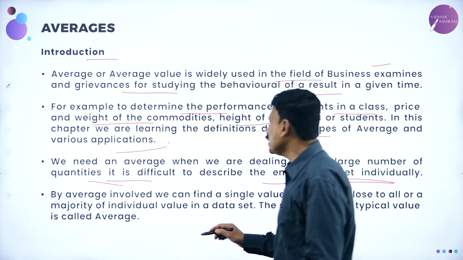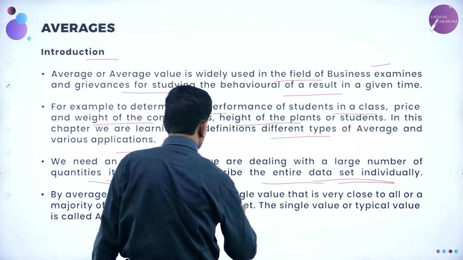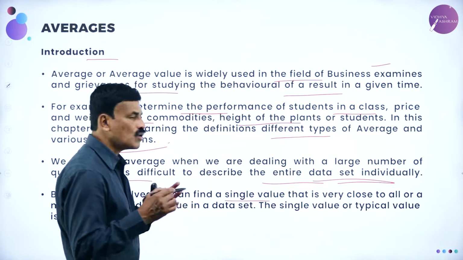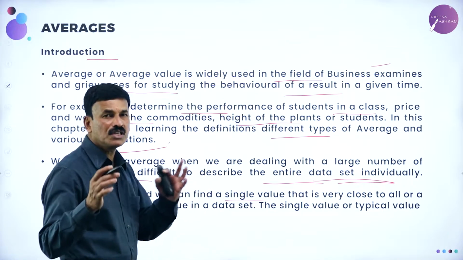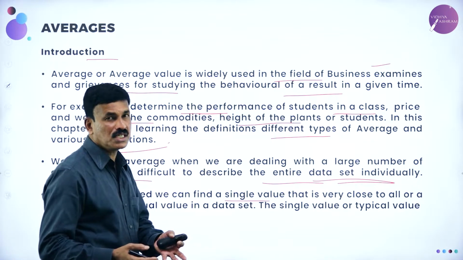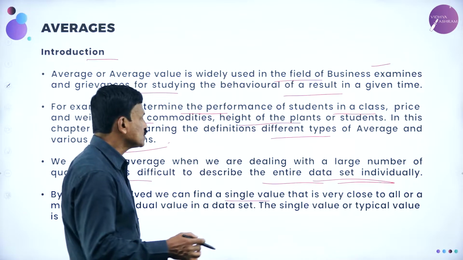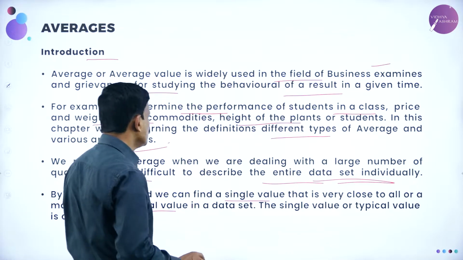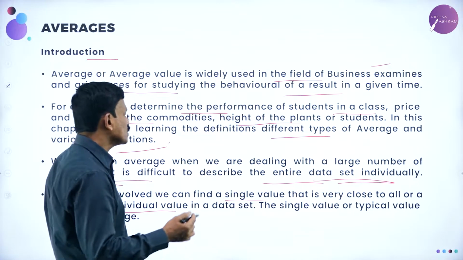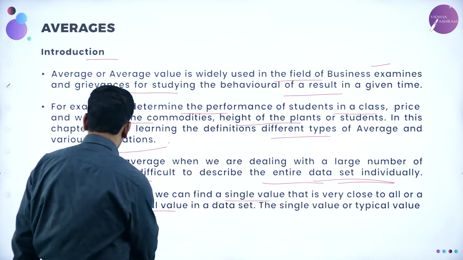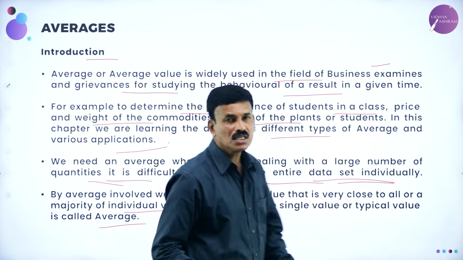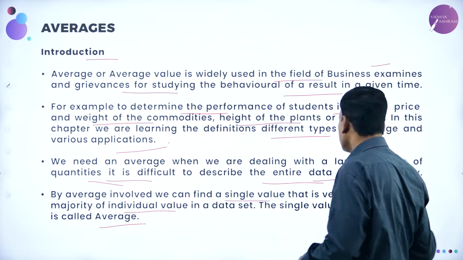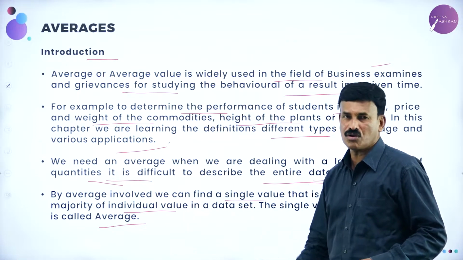By using an average, we can find a single value that is very close to all, or a majority, of the individual values in a data set. The single value or typical value is called the average. The single value which is very close, or the typical value, is called an average.